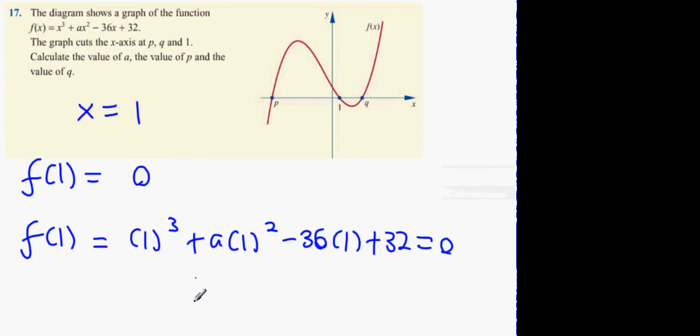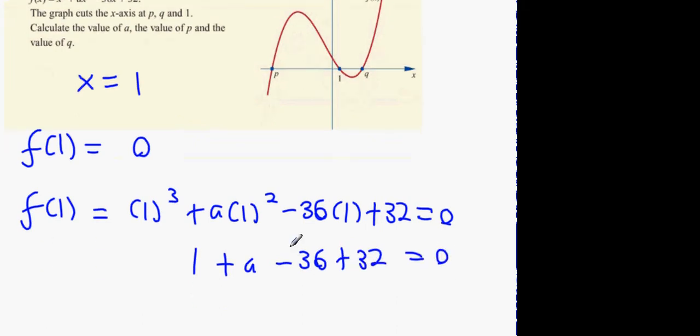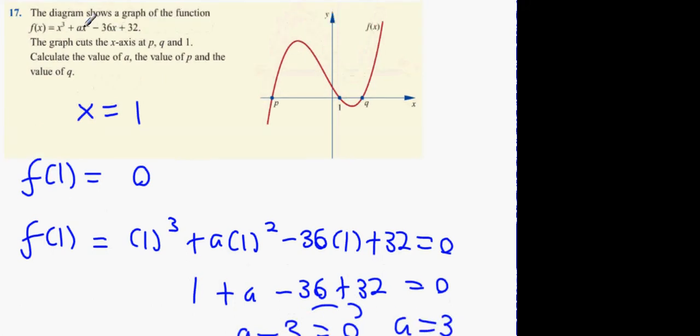Then what we're going to get is 1 plus a minus 36 plus 32 equals 0. Then what we're going to get is a, it's going to be minus 4 plus 1, a minus 3 equals 0. A is therefore the number 3. Now, because a is the number 3, the formula now changes to x cubed plus 3x squared minus 36x plus 32.